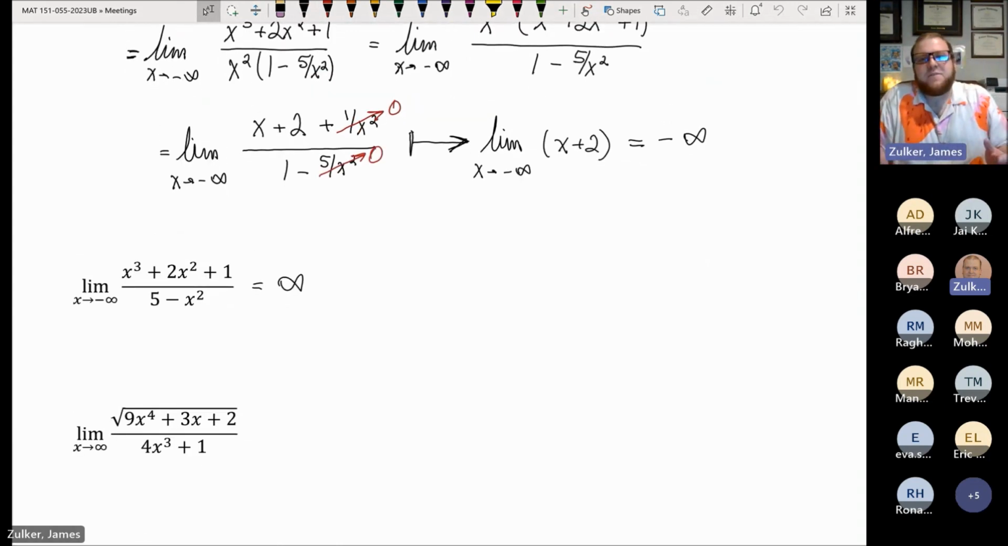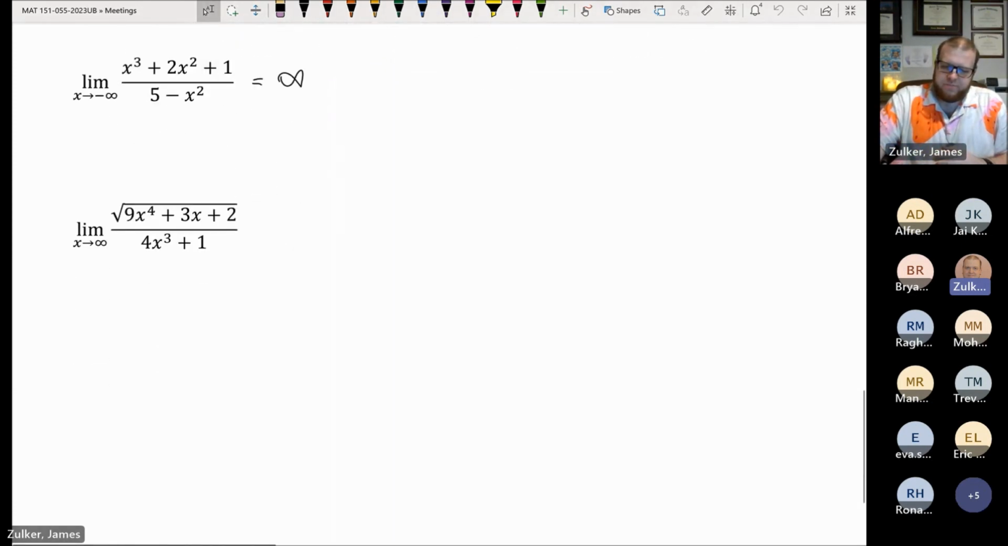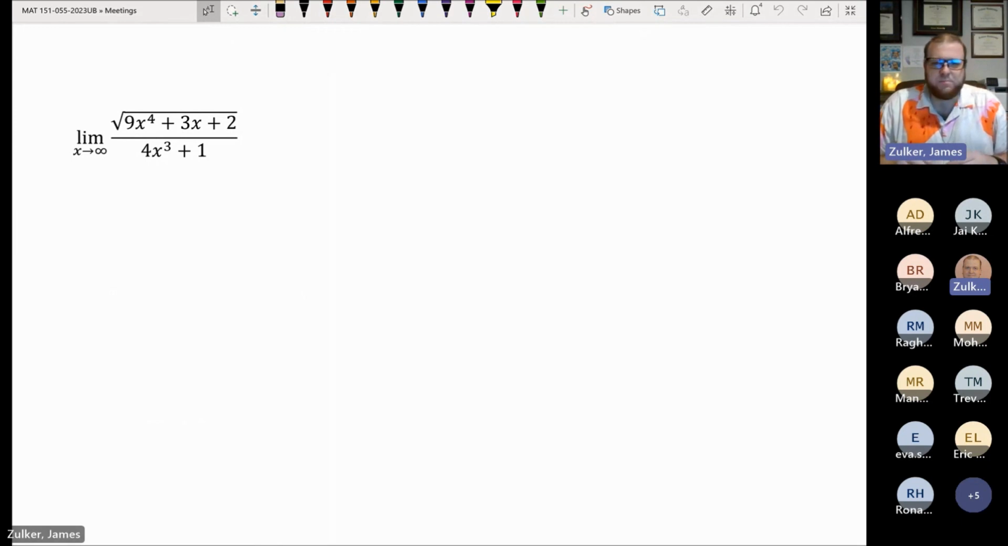All right. Now we've got our feet wet, let's kind of go further in. Let's look at one that now involves a radical. Limit as x approaches infinity of the square root of 9x to the fourth plus 3x plus 2, all over 4x cubed plus 1. It shouldn't be difficult to see that this gives you the indeterminate form infinity over infinity. So I'm just going to skip writing it.